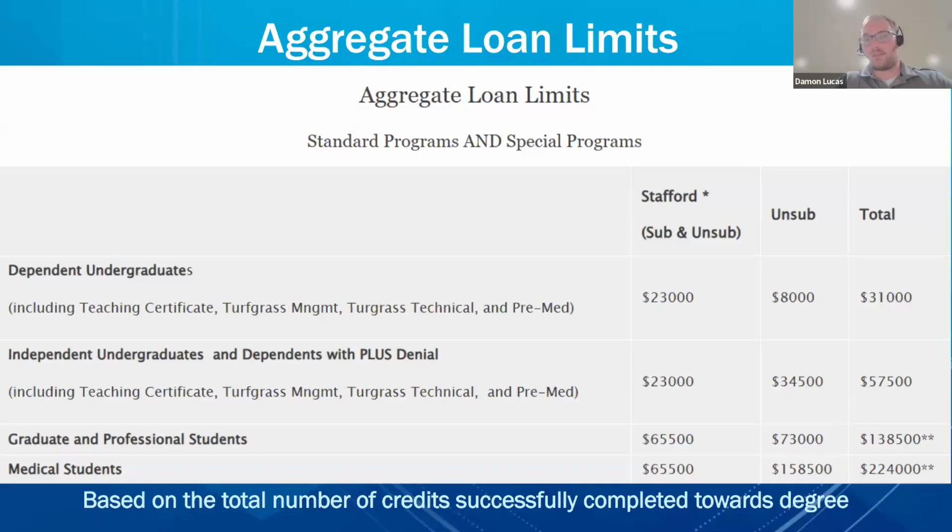So definitely, if you have that denial, you won't be able to do those applications for some time, but if you do get a denial, reach out to our office and we can award you an additional unsubsidized loan. And then graduate professional students have a higher amount, and medical students have a higher amount as well. Again, this is based off the total number of credits successfully completed towards your degree.